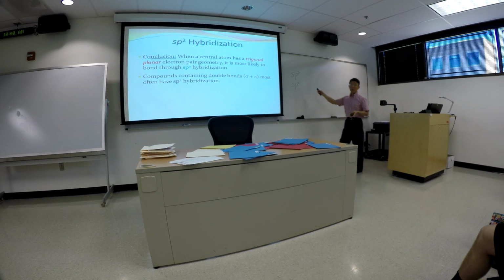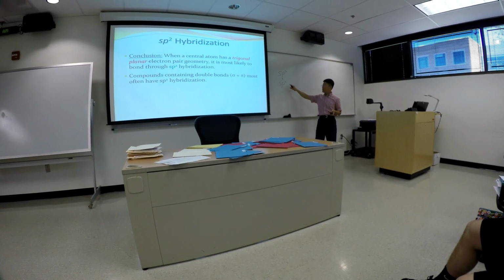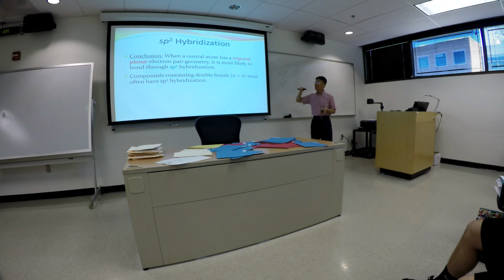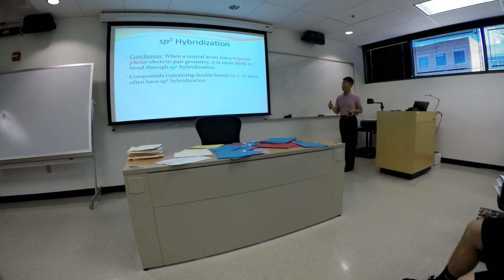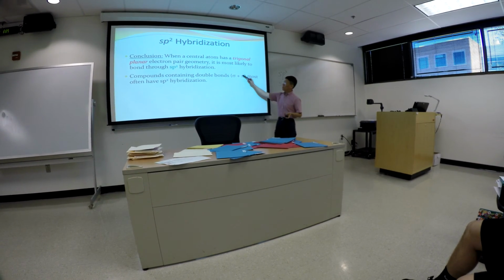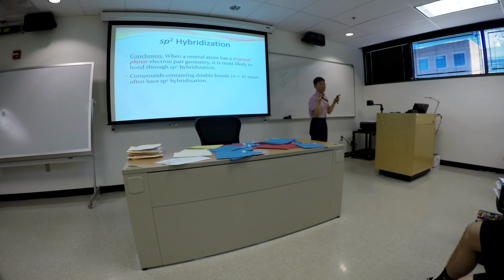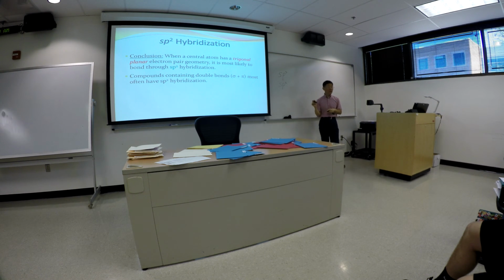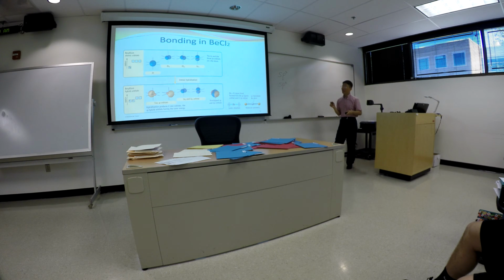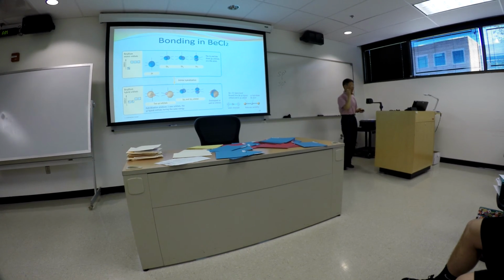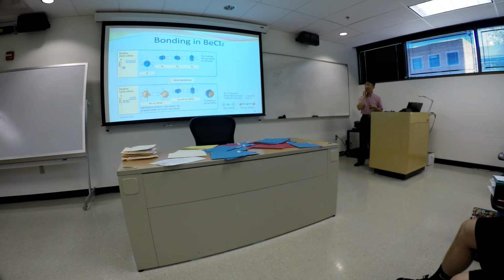Now there is one p orbital not hybridized in this particular situation. That unhybridized orbital is used to accommodate the pi bond. Okay? So whenever you see a double bond, there's an sp2 hybridization. That's a relationship there. Okay, and then for another molecule there, beryllium dichloride, for example.